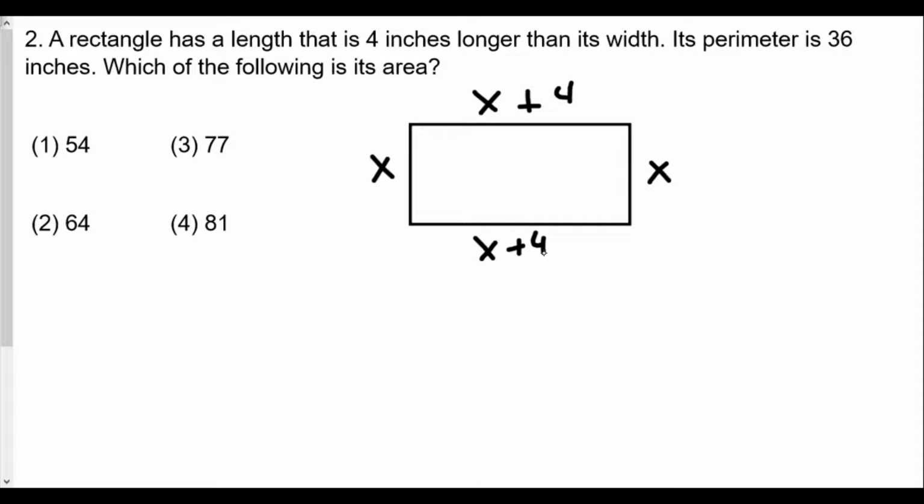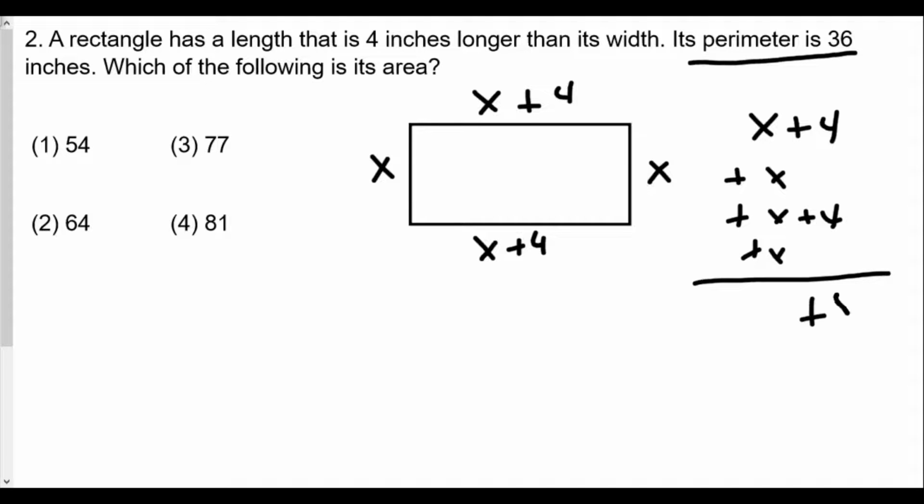And we're told the perimeter is 36. Now, if you remember from the last lesson, perimeter is adding up all the sides. So we would have x plus 4 plus x plus x plus 4 plus x, and then adding downwards, 4 plus 4 is 8, and we have 4x. That is our perimeter.